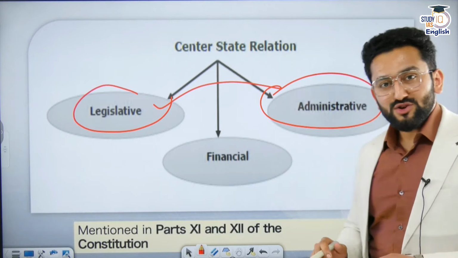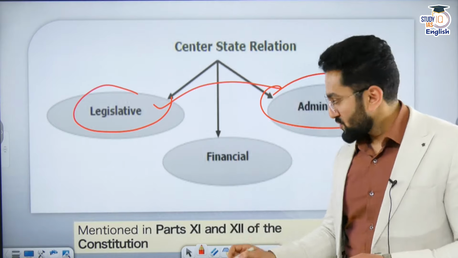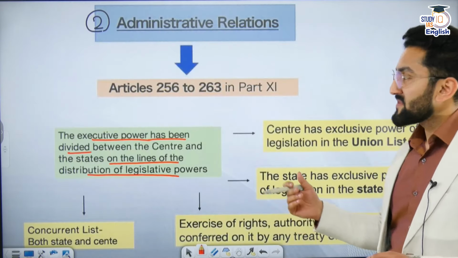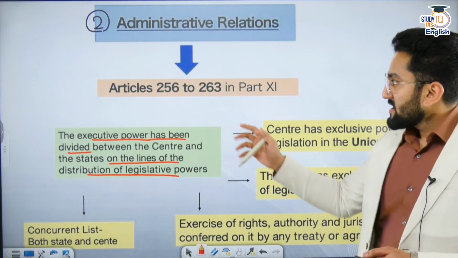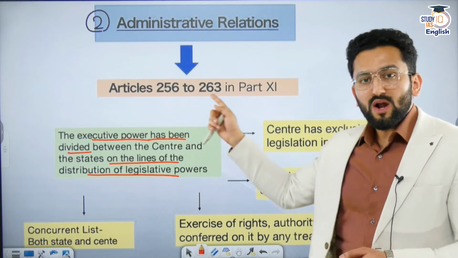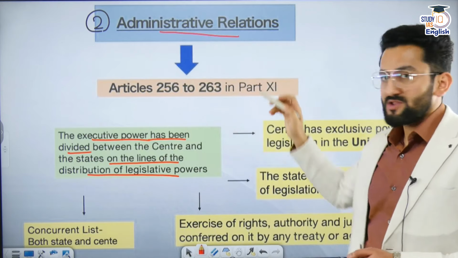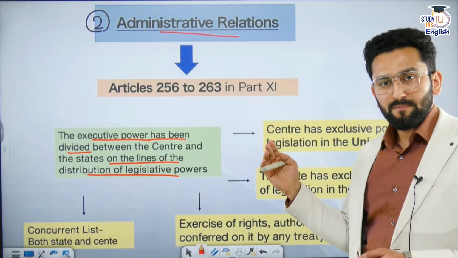So these relations are mentioned in Part 11 and Part 12 of the Indian Constitution. This is factual information. Now, Article 256 to Article 263 deal with administrative relations between the Centre and the state.